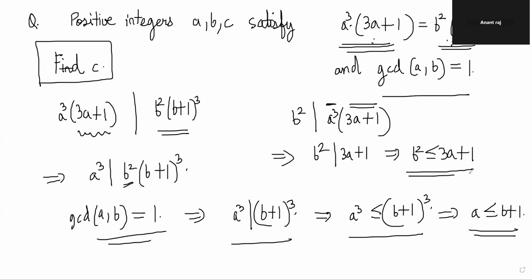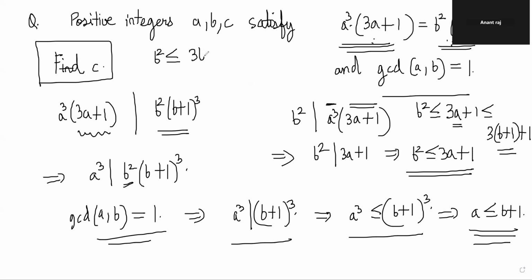So now from here and here, we'll combine them. We'll say b square is less than or equal to 3 times, instead of a, we can say less than or equal to 3 times b plus 1, right? Because a is less than or equal to b plus 1. So we are getting this inequality: b square is less than or equal to 3b plus 4, right?